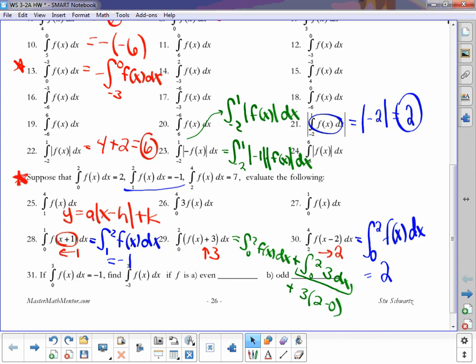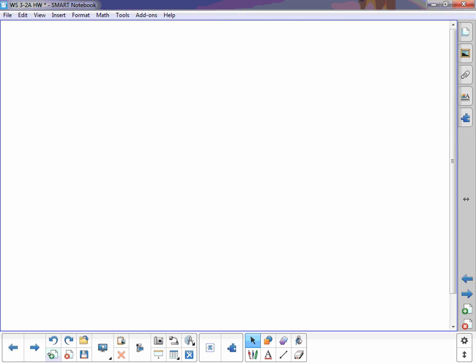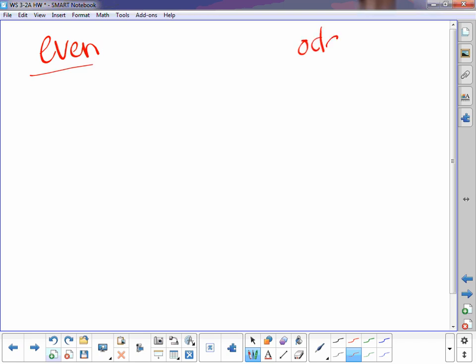Alright, 31 says, what is my integral when my function is even, and what is our integral when the function is odd? So, real quick, turn next to your shoulder partner and explain what is an even function, what is an odd function. Same way, opposite way. There's some logical reasons.